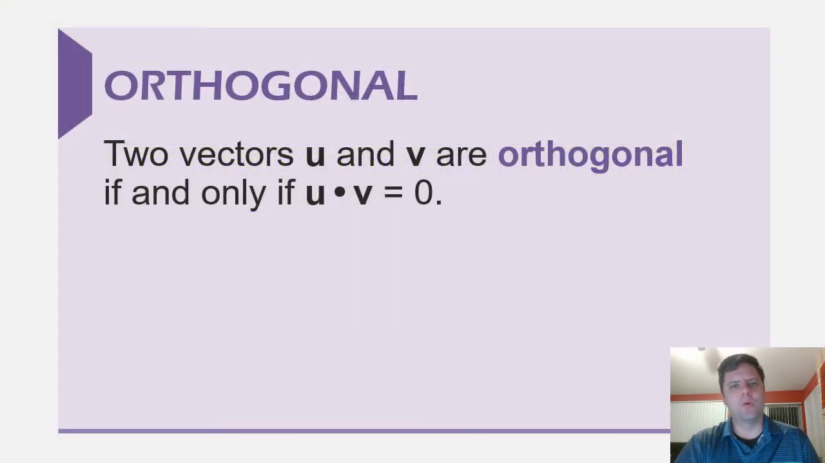Now that's called orthogonal. Two vectors u and v are orthogonal if and only if the dot product between them is 0. What we're saying there is that by orthogonal, we mean there's a right angle between the two vectors. So if the dot product is 0, you have a right angle between the two vectors, and that means they are orthogonal to one another.